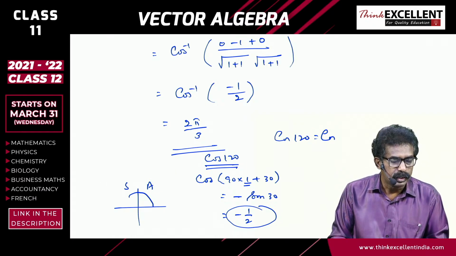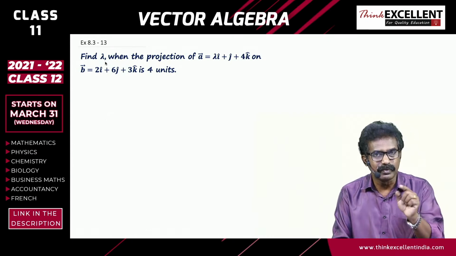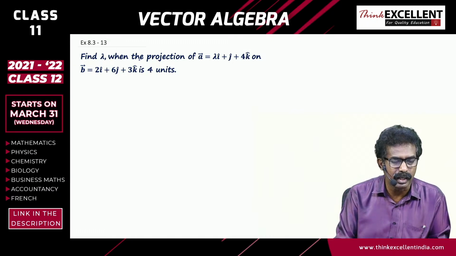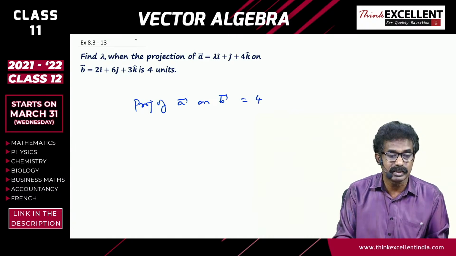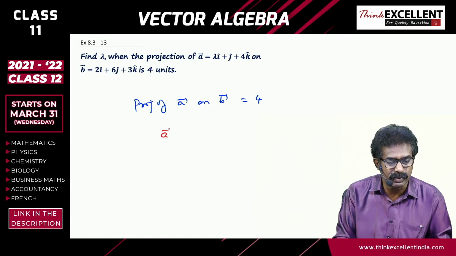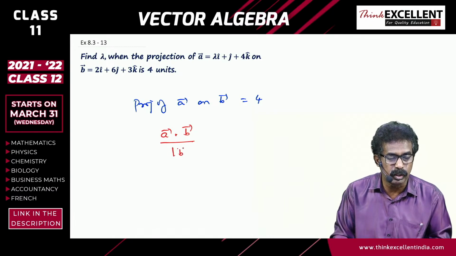Look at another question. Look at this one. Find lambda. Already we did one with the perpendicular condition. But now find lambda, given that the projection of A vector on B vector is 4. What is given here? Projection of A vector on B vector is equal to 4. Just now we studied the formula, right? Projection of A vector on B vector. What's the formula? A dot B by modulus of second vector. Remember it like that so that you won't make a mistake.